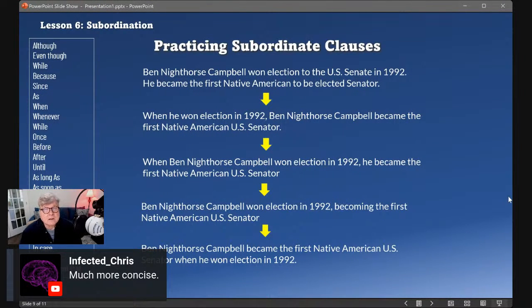What do we have now? Kind of the same thing, but what we've done is shortened the subordinate clause. We've made the subordinate clause less wordy with the word becoming. Again, we've used our participle. Ben Nighthorse Campbell won election, becoming the first U.S. Senator. And we can do this as the final option, where we put Ben Nighthorse as the main clause and put the subordinate clause at the end. All of those are correct. All of those can be used depending upon where you want the emphasis.